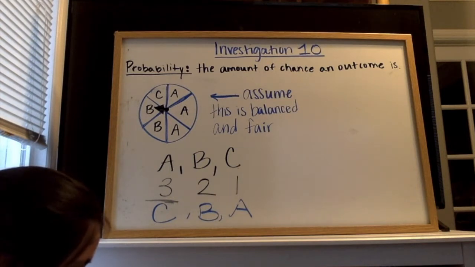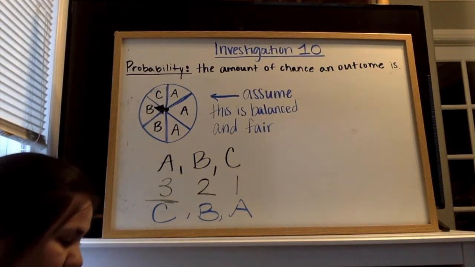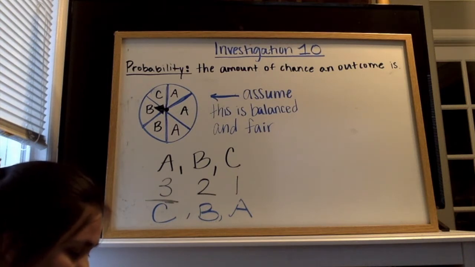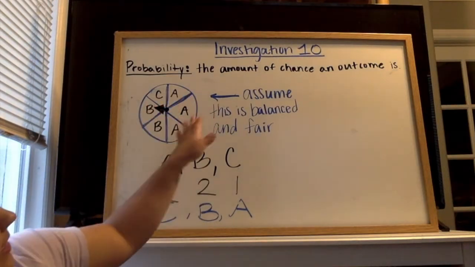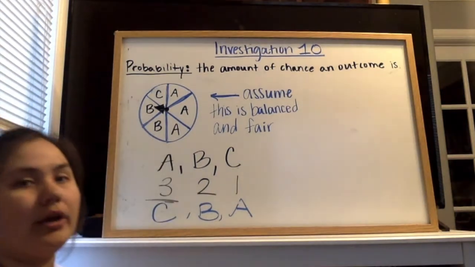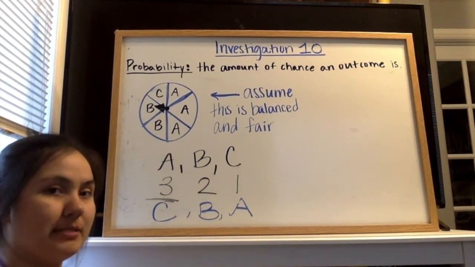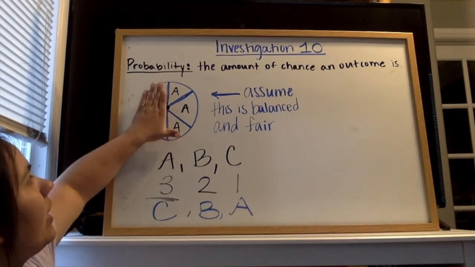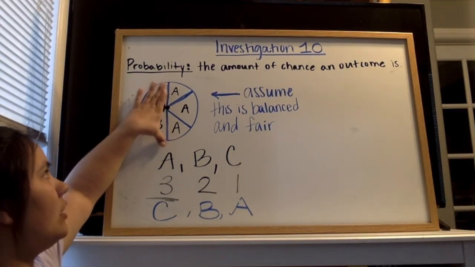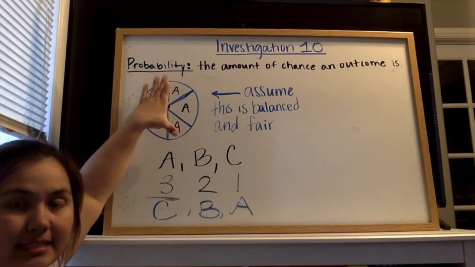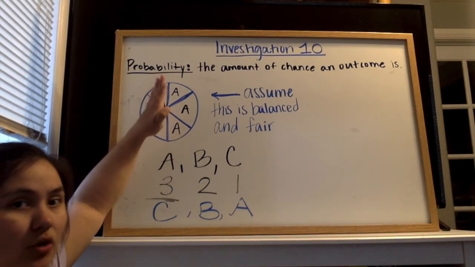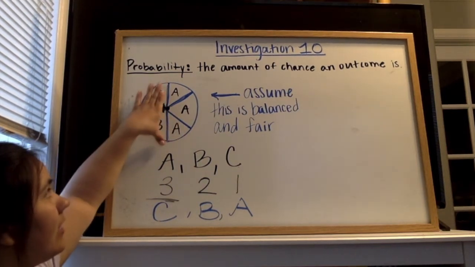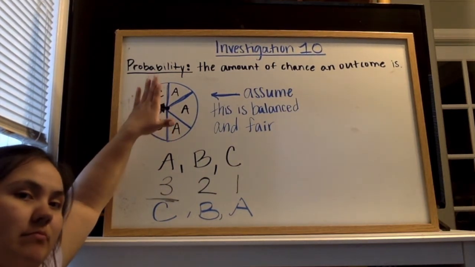Number 5, if the arrow is spun many times, then about half of the outcomes are likely to be on which sector? So, let's say you want to spin this 100 times. Where do you think it's going to land about half of the time? If you just look at this spinner, you see that half of the possible outcomes for the spins are A's. So, that means that you're going to land on A about half of the time.